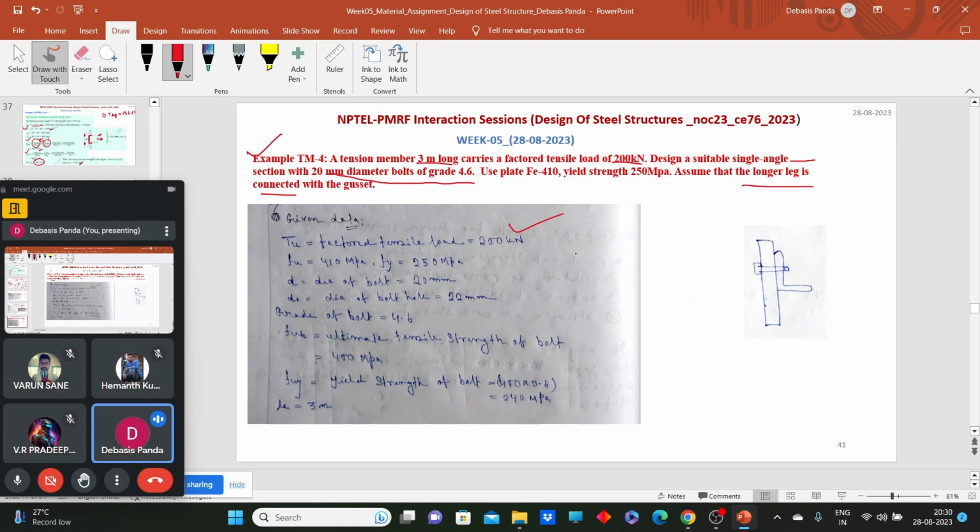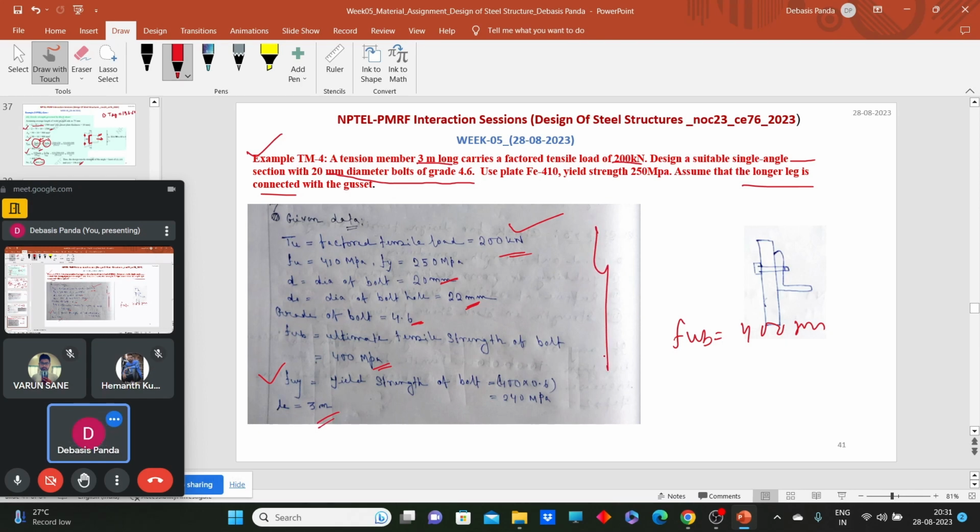The factored tensile force is given as 200 kilonewton. The diameter of the bolt is given, so the diameter of the bolt hole we can calculate. The grade of bolt is given as 4.6, so from the grade we can easily calculate the ultimate tensile strength of the bolt. What will be the ultimate tensile strength of the bolt? Nothing but 400 MPa. The yield strength of the bolt can also be calculated from the grade of the bolt, and the length of the connection is given as 3 meter. So these values are given.